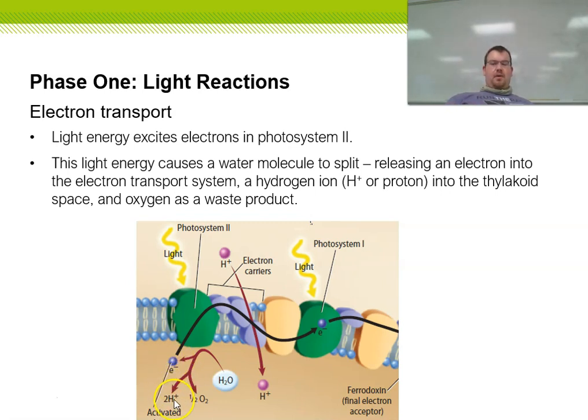Here's the hydrogen ion, or the proton, however you want to call it. And it also gives oxygen as waste, and they just kick it out because they have no use for it, which is good for us because we have great use for it. This is the first step.